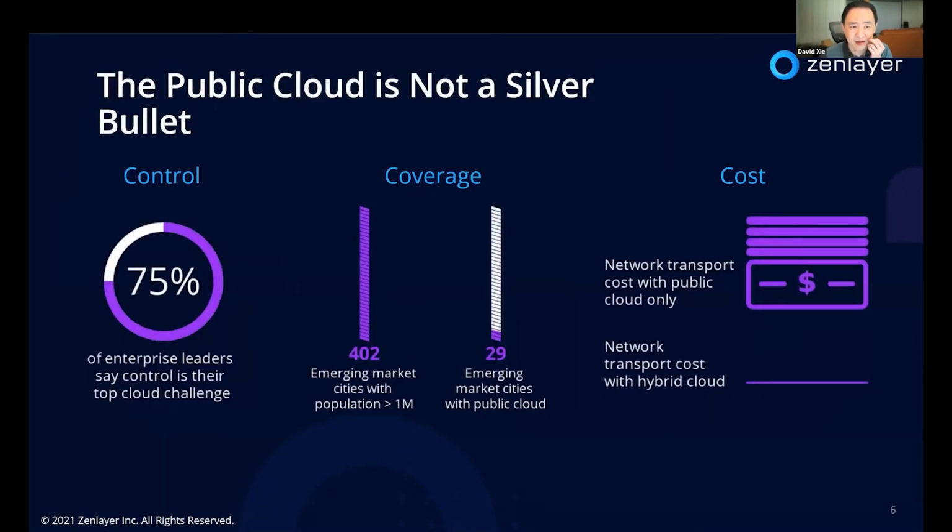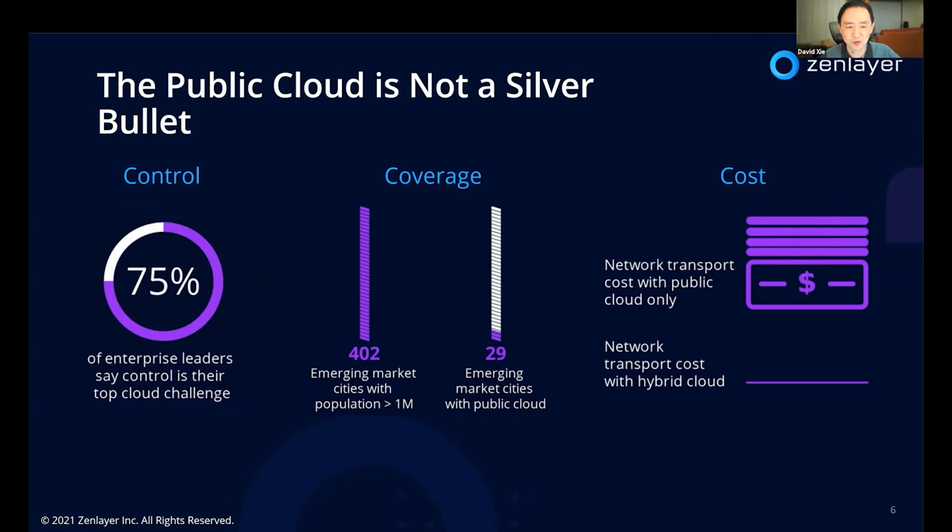One may suggest public cloud. Of course, public cloud is a choice, but very often not a silver bullet because public cloud doesn't offer the level of flexibility or control. Second, they don't have sufficient geolocation coverage. So they usually focus on very developed markets. As a result of that, only 29 out of the top 400 emerging market cities are covered by the public cloud. And then of course, cost can be a huge factor as well.